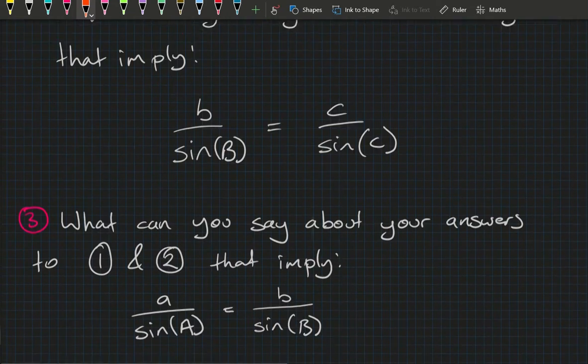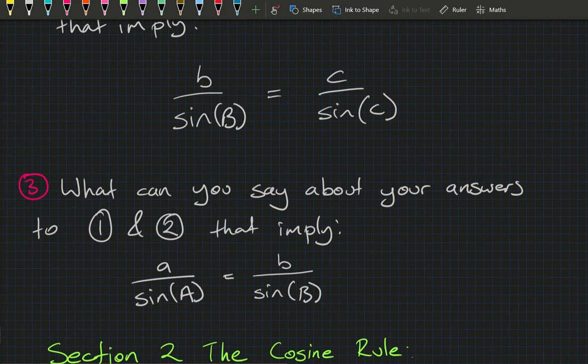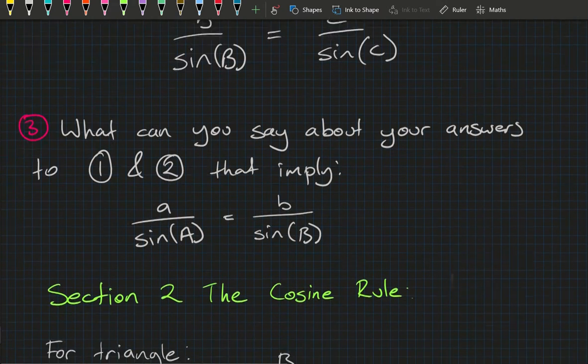Then part 3 is asking you, what do the answers in part 1 and part 2 imply about a divided by sine A equals b divided by sine B? And please, I hope you're not getting confused with A's and a's there. One's obviously capital and one is not. Capital is for the angle. All right, so that's about the sine rule. Hopefully you can show that the three ratios are all equal to each other. Good luck with that.